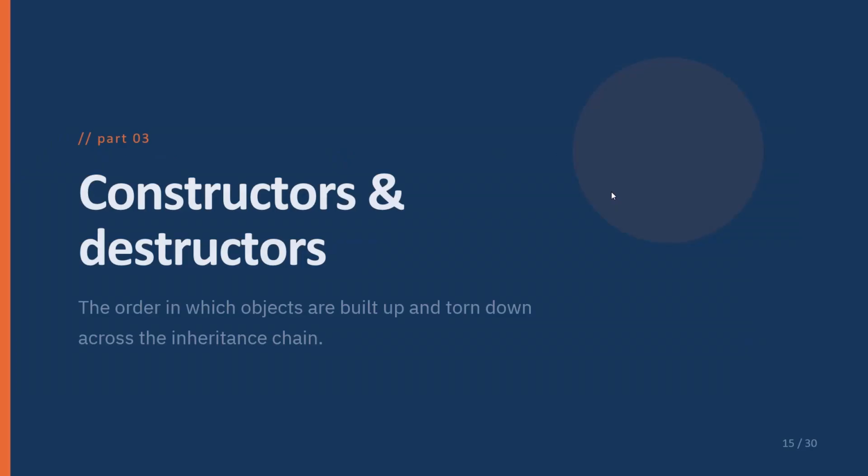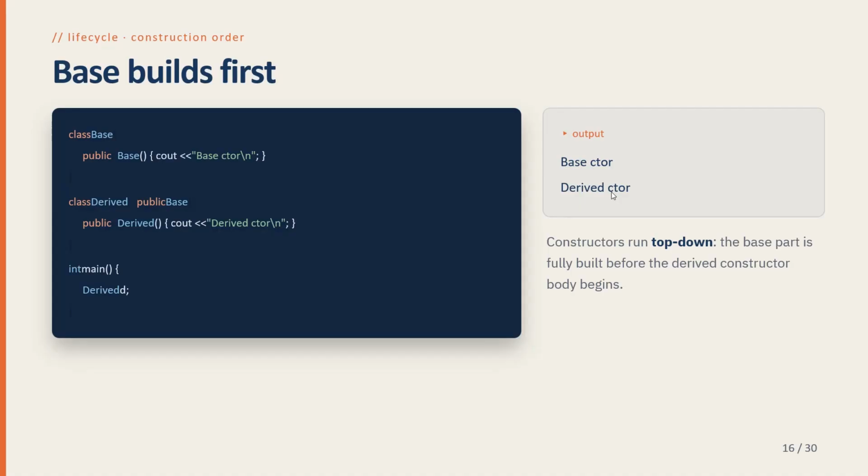Next come the constructors and destructors. Starting with the constructors, when an object of the derived class is created, the base class constructor executes first. After the base part of the object is constructed, the derived class constructor executes. For example, suppose Base has a constructor that prints "Base constructor" and Derived has a constructor that prints "Derived constructor". When we create a derived object, the output will be "Base constructor" followed by "Derived constructor". So remember, construction takes place from base to derived. The base class must be initialized before the derived class can be constructed.